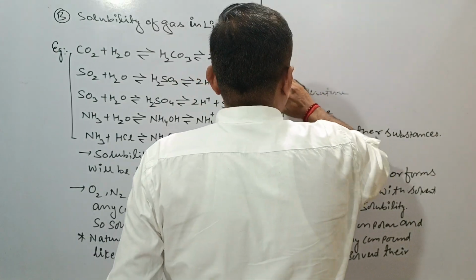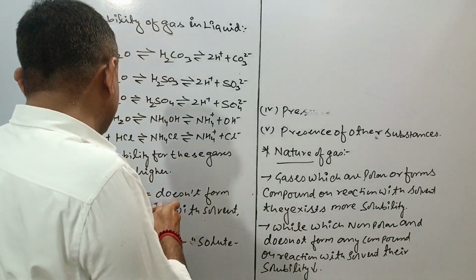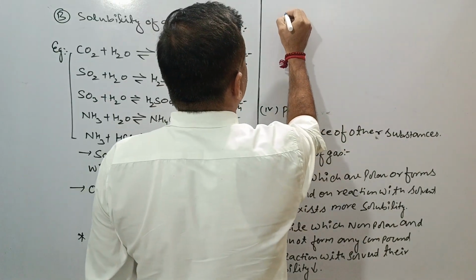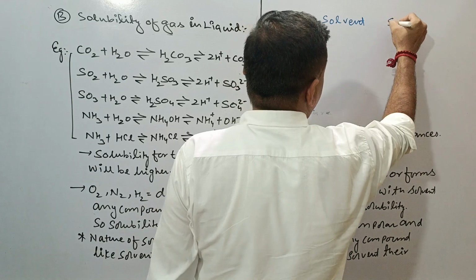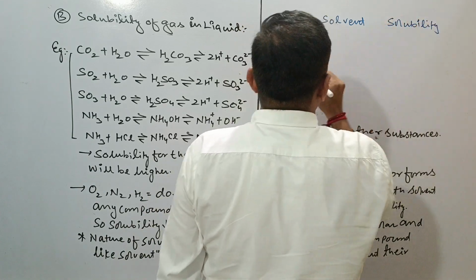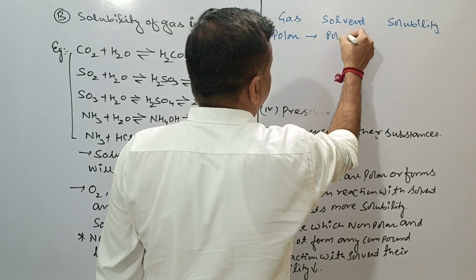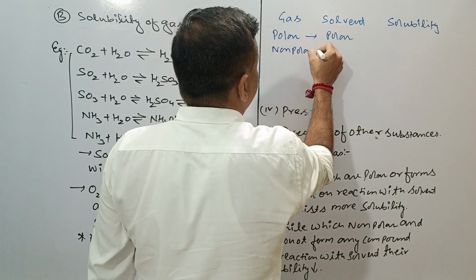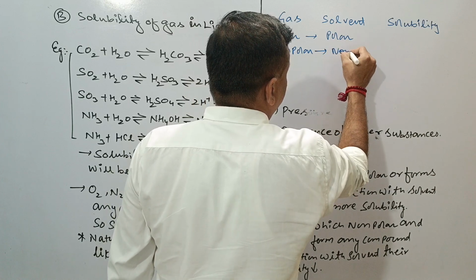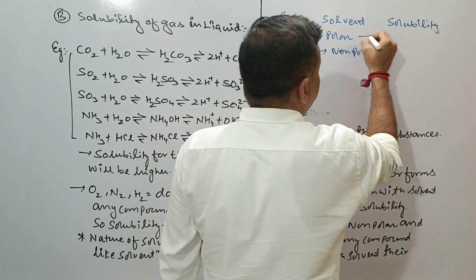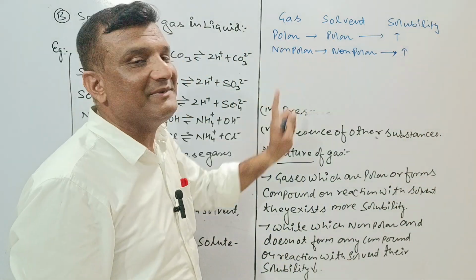This is just your solute like solvent. So if we go with the second factor, nature of solvent, then for the solubility of gas: if the gas is polar and the solvent is polar, or if the gas is non-polar and the solvent is also non-polar, then for these two conditions solubility will be higher, it increases because both are the same in nature.